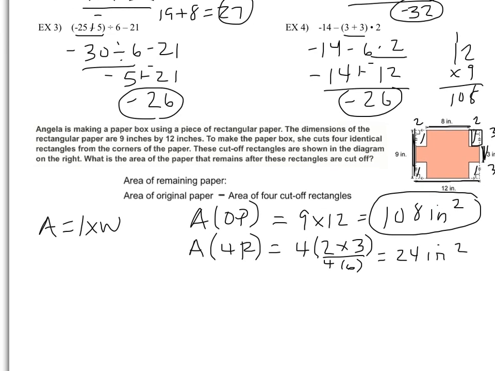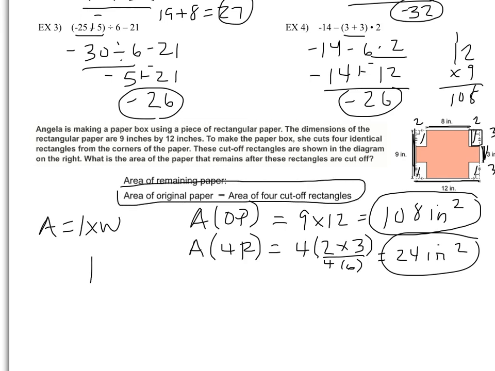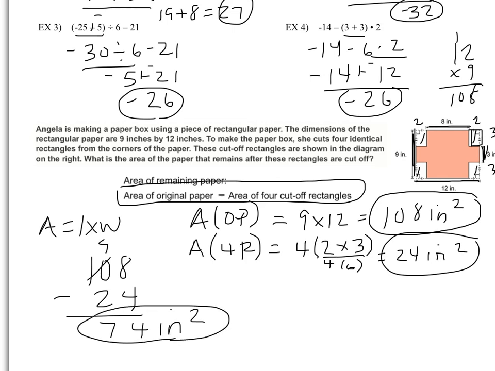Okay, let me scoot this up a little bit so we have some more room. So if this is the total area and this is the area of the 4 pieces, it tells us we need to take those two values and subtract them. So we need to do 108 minus 24. So that's going to be 84 inches squared, the area of the orangey colored piece of paper.